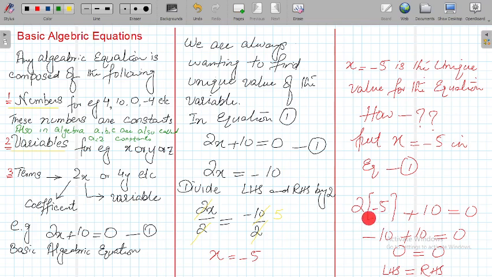Now multiply and solve the bracket. 2 into 5 is 10, so it is minus 10 plus 10. If you add them, your result is equal to 0, and you will see that the left hand side equals the right hand side. Hence we have correctly solved this simple basic algebraic equation. Whenever an algebraic equation comes, this is the target: 0 equal to 0, left hand side equal to right hand side. We can also have 5 equal to 5, or 8 equal to 8, or minus 2 equal to minus 2. If the left hand side equals the right hand side, it means we have solved the algebraic equation correctly.